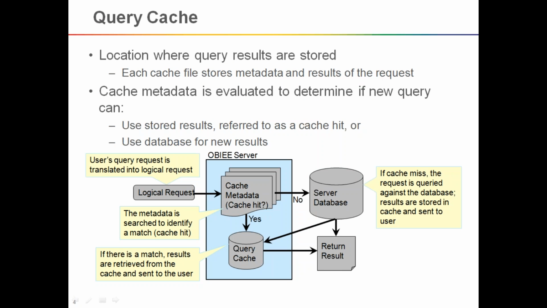So try to understand this diagram. This is your OBIEE server, and this is your actual database where your dimension and fact tables are present. A logical request means your report. Whenever you click on a report, the request will go to the BI server. In the BI server, before deciding whether to go to the database or get it from the cache, who will decide?